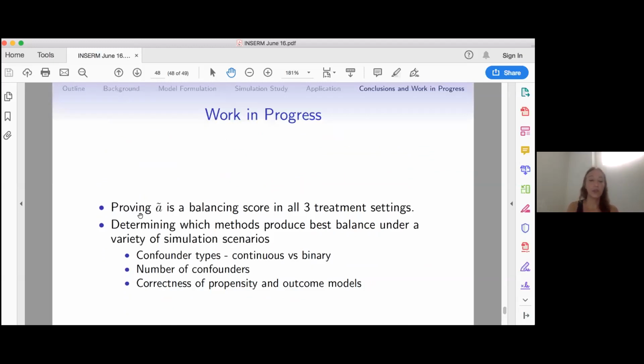Something important that we need to do is to prove A tilde is a balancing score in all three treatment settings: ordinal, multinomial, and continuous. We thought we did do that for the ordinal case, but reviewers thought otherwise. So we're working on that, and still some more analyses to do under a variety of simulation scenarios.